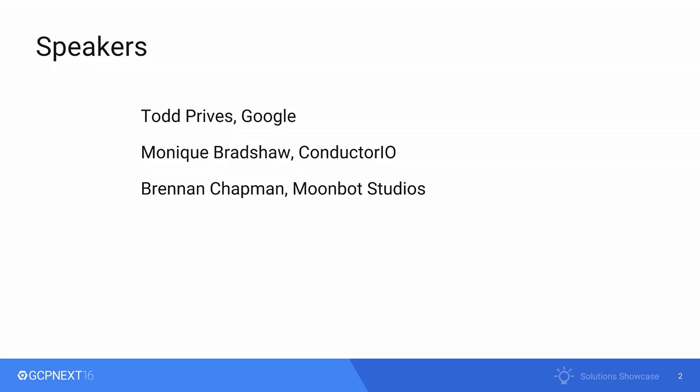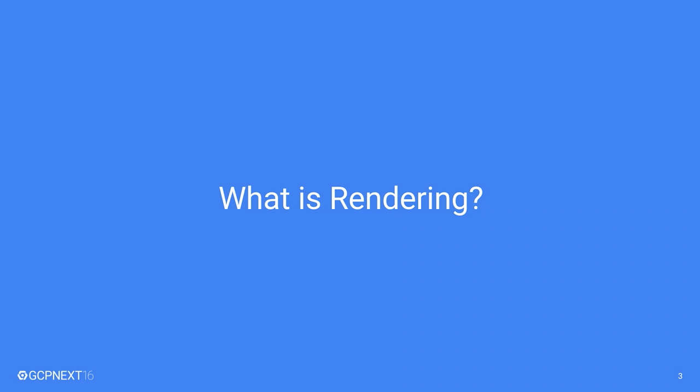After Monique, we'll hear from Brennan Chapman. He's the head of pipeline at Moonbot Studios. They themselves an Oscar-winning studio in Shreveport, Louisiana. And Brennan's going to go ahead and share his experience of using GCP to set up a hybrid environment for rendering, where he's been able to use his on-premise resources and then burst to GCP for excess capacity and really demanding jobs. So at a high level, what is rendering?